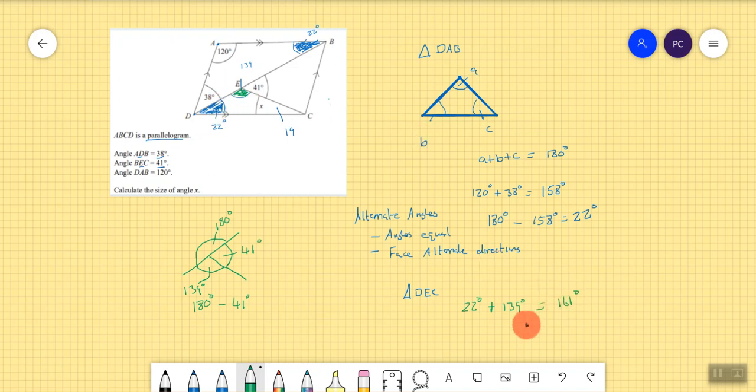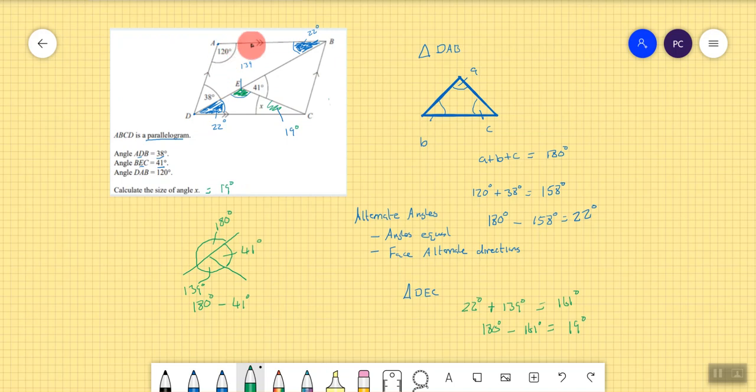Then in order to work out this angle here, I subtract it from 180. So 180 degrees minus 161 is equal to 19 degrees. So this angle here, x, is equal to 19 degrees. That's how you'd work that one out.